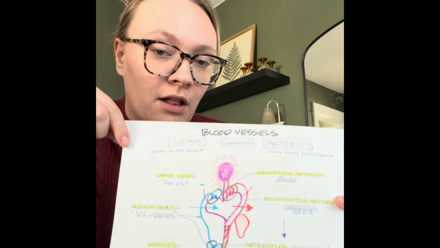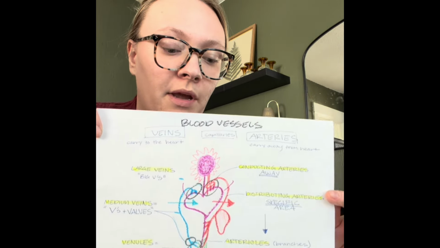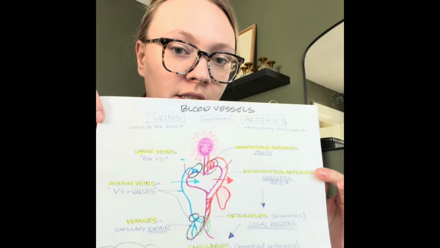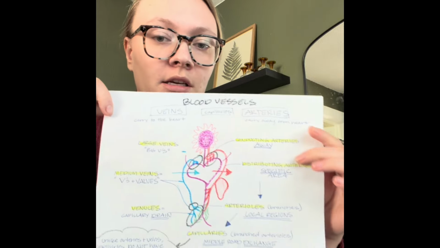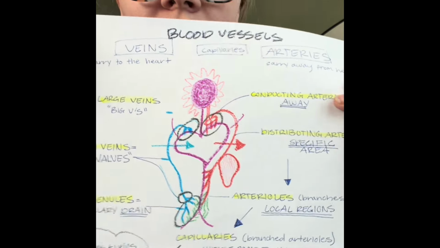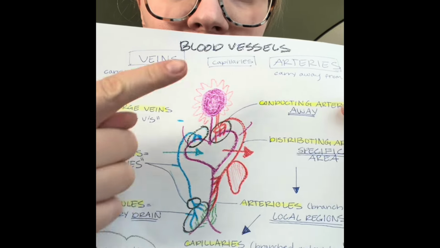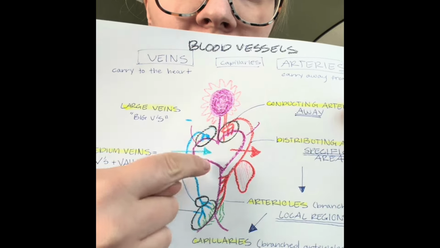My name is Claire Felknor, and I am going to be comparing and contrasting the blood vessels for this assignment. This is my drawing, just to give you some context. This is a stick figure of a human, and we have the heart here.